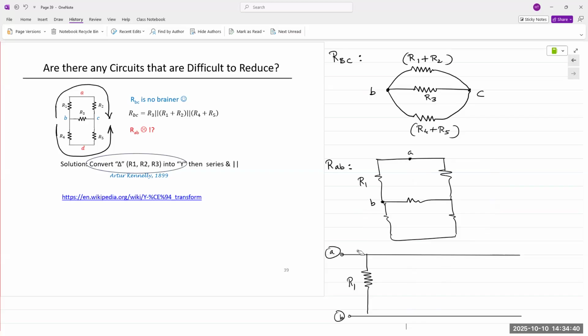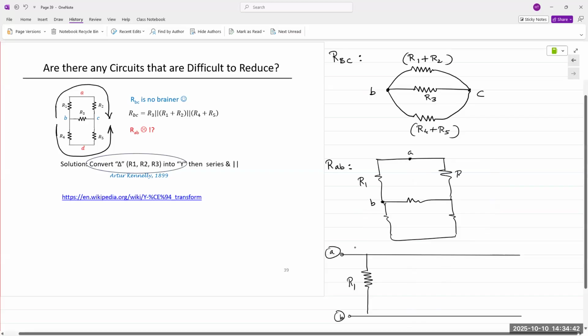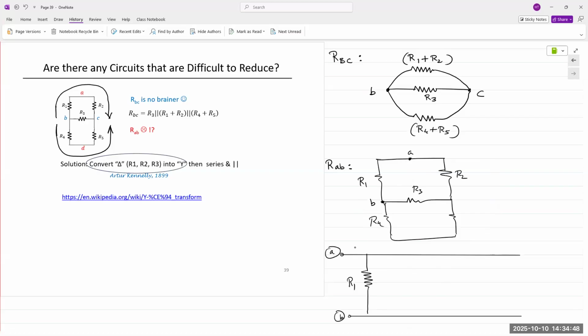So let's start by just labeling everything. So we got R1, we have R2, we have R3, R4, R5. Now, if we start at A, what else do we have at A? R2. So we have R2. And then we are starting at A and making our way to B. So what do we have? We have R3. And R3 goes to B.